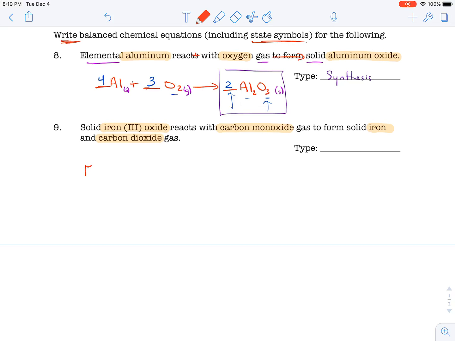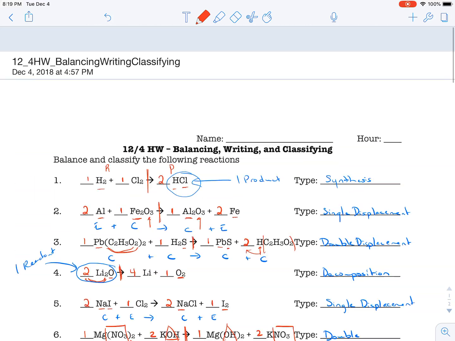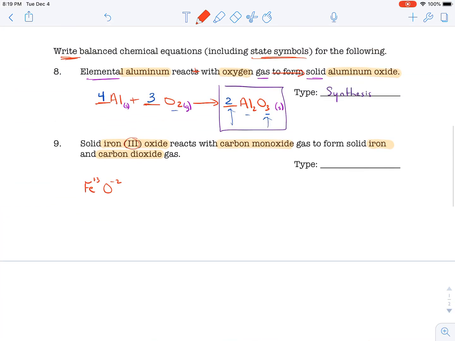Iron 3 oxide, we've got Fe, which is plus 3, and that's because of that 3 right there. Oxide, which is -2. So we've got to do our crisscross and reduce there. So we get Fe2O3, because we had to crisscross and get those numbers. So take a second, make sure you got that.